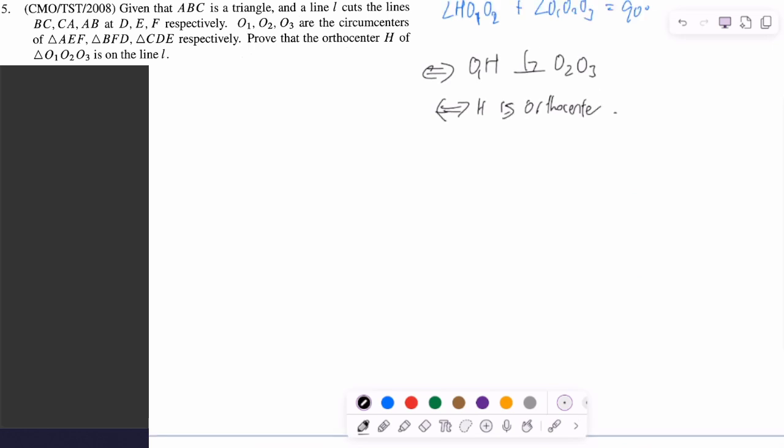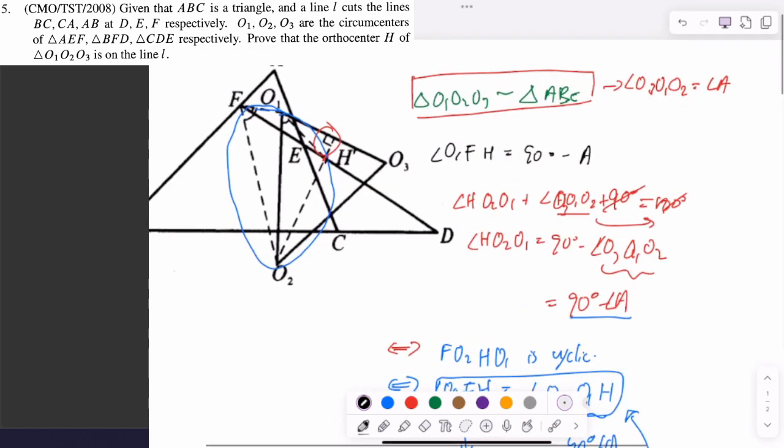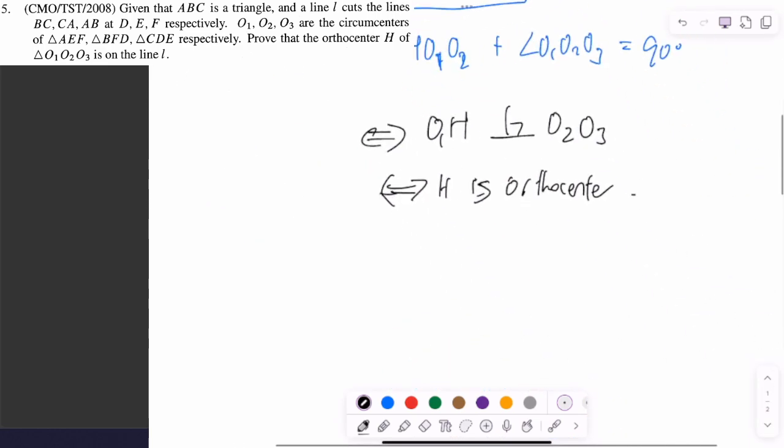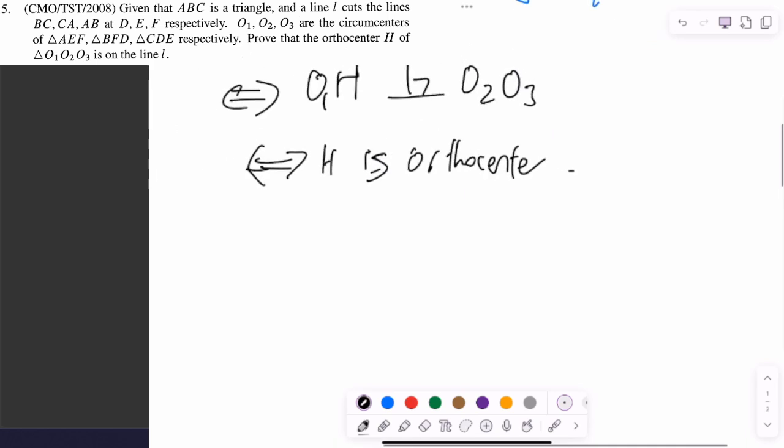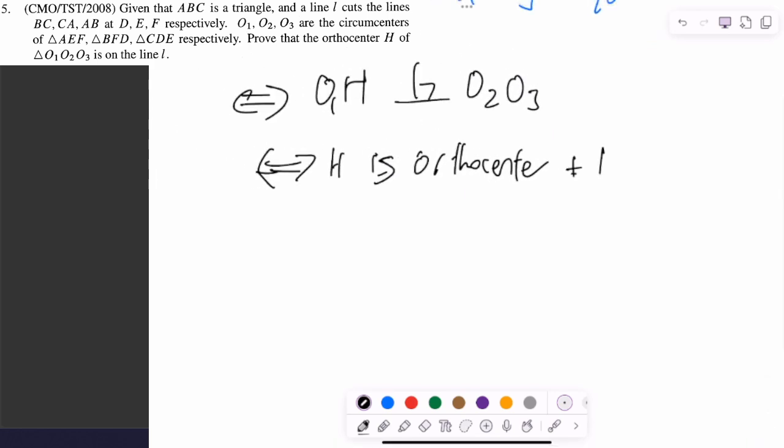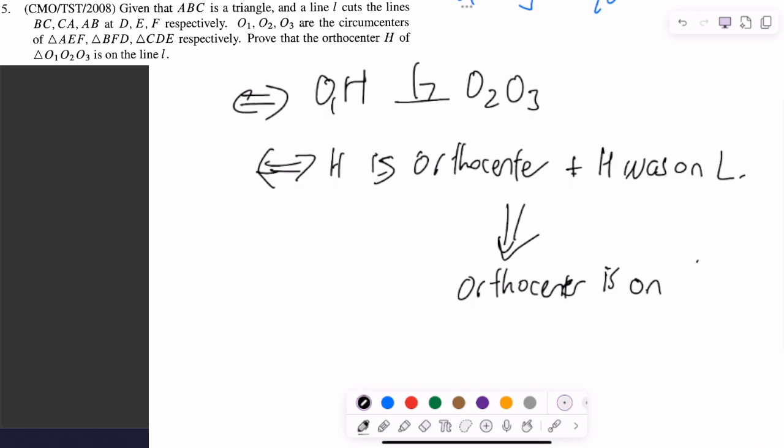Why is this significant? Because at the start we already assumed H is on line L. So you combine this with the fact that H was on L. That means the orthocenter is on L, which was what we wanted to prove. And yeah, that's all.